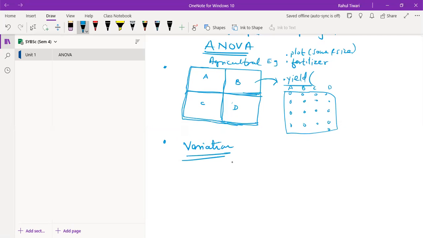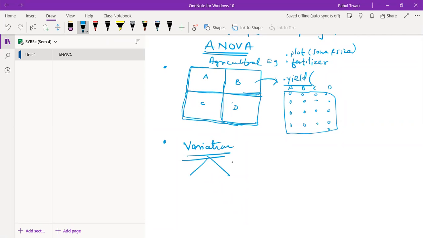So what does variation mean? When you do the plotting and the farming, the result is not exactly what you are expecting. When you use fertilizer A, you thought there should be 150 quintals of my rice. That is your expectation, right?